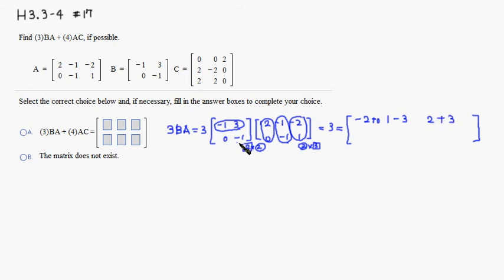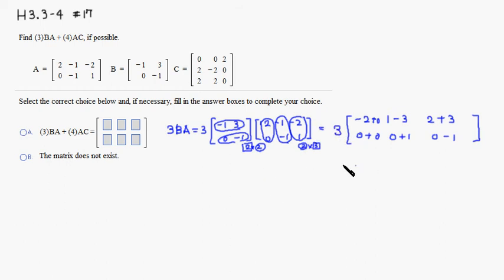Right, and for the second row, we have 0 times 2 is 0, plus negative 1 times 0 is 0. Then 0 times negative 1 is 0, and negative 1 times negative 1 is 1, so 0 plus 1. Then 0 times negative 2 is 0, and negative 1 times 1 is minus 1. Right, so you can see that, oops, sorry, this is going to be just a 3 times.